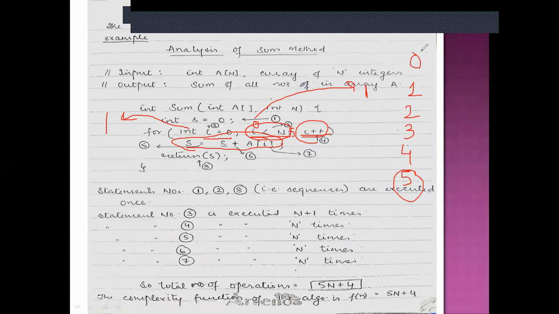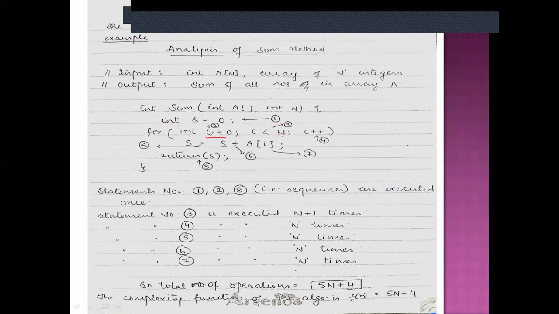First, I performed it when i was 0, 1 time, 2 times, 3, 4, 5, 6 times. So how many times? 6 times. Why did 6 times come? Because 5 times the condition was true, but one more time this comparison happens, when the condition is false, when the value of i becomes 5. So how many times have I performed this comparison over here? 6 times.